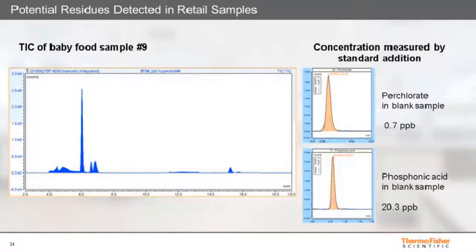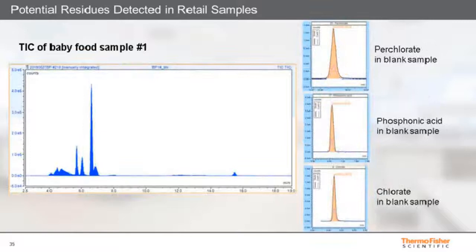And here we have an example of an incurred residue detected in baby foods. Perchlorate in the blank sample at 0.7 ppb and phosphonic acid at 20.3 ppb, so a much higher concentration. And another example of a baby food which contained perchlorate, phosphonic acid, and chlorate, all in the same sample.